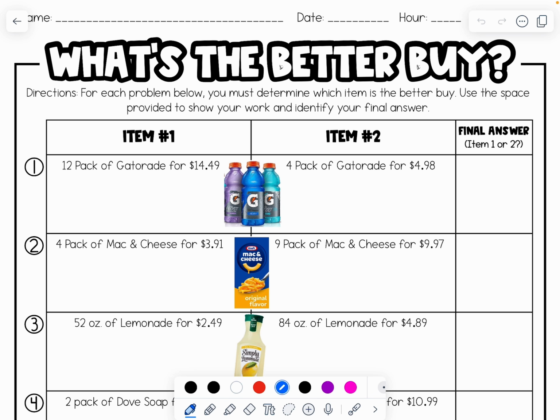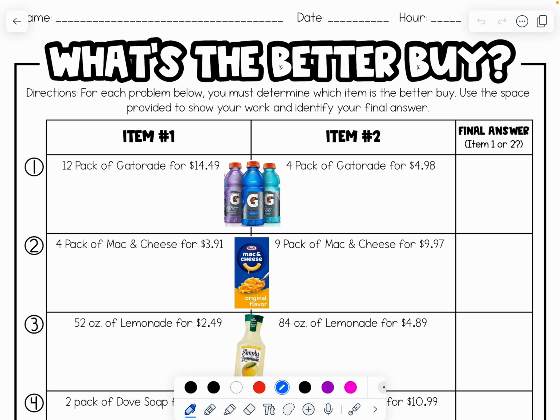In your directions, it says for each problem below, you must determine which item is the better buy. Use the space provided to show your work and identify your final answer. So yes, you can use a calculator, but I still want you to write out your ratio tables. On this first example, we have a 12-pack of Gatorade for $14.49 or a 4-pack of Gatorade for $4.98. So we want to figure out which one is the better buy, which means we're trying to figure out which one is cheaper for one item. Like if we wanted just one Gatorade, which deal would be better?